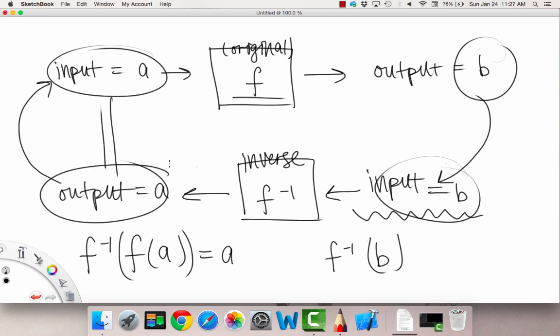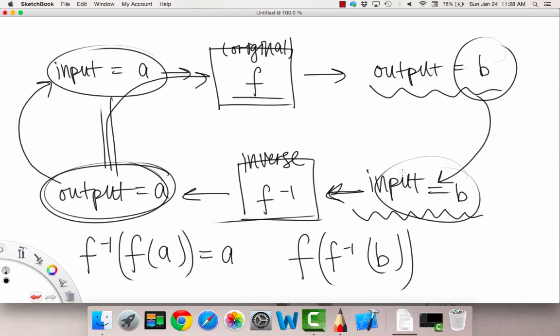We just follow the roadmap, right? So we're going to follow the arrows, we plug it into f inverse, and then we get some output. Then we're going to plug that into our original f. So this one looks like this, and again, we get an output from our original f of b. So we're back to where we started.